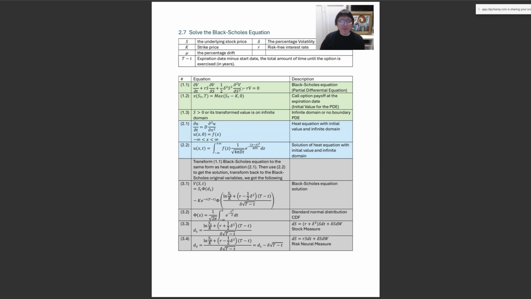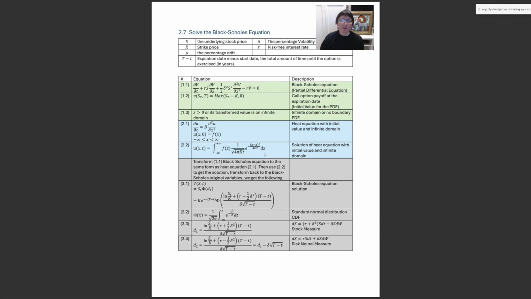Once you transform the Black-Scholes equation into this form, you can directly use the solution for this heat equation. If you look at equation 2.2, you can see this solution, if you're familiar with probability theory and the normal distribution, is already similar to a normal distribution.